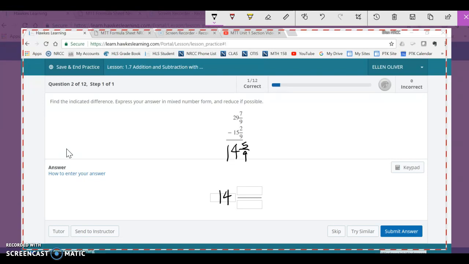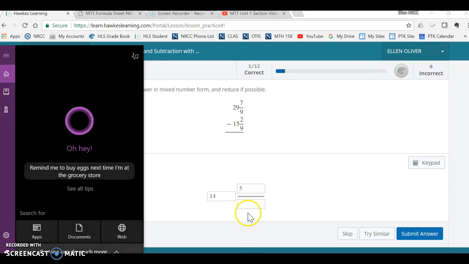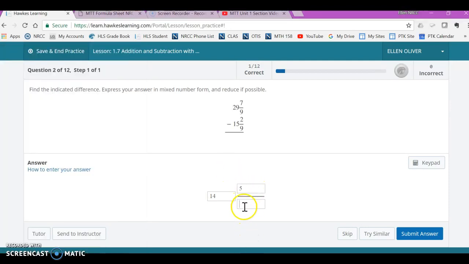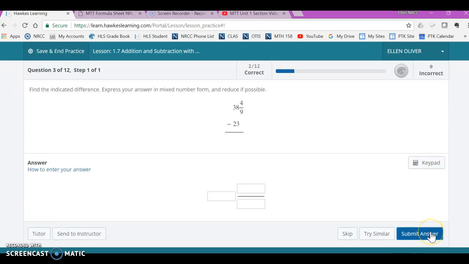The thing that you have to pay attention to is this fraction part. Can you reduce it? If you can, you should. So be sure to check on that. Remember, you factor and cancel common factors. So 14 and 5/9. Oops, sorry. Submit. All right, let's see if we can find one in between.